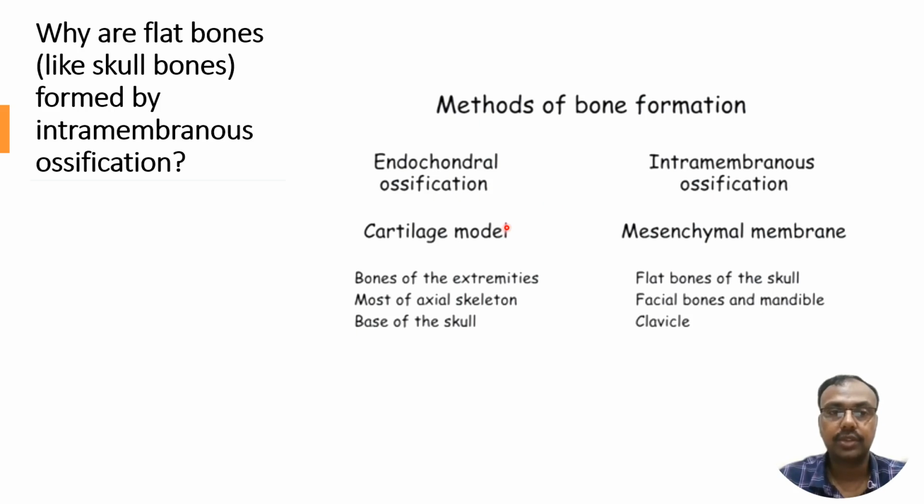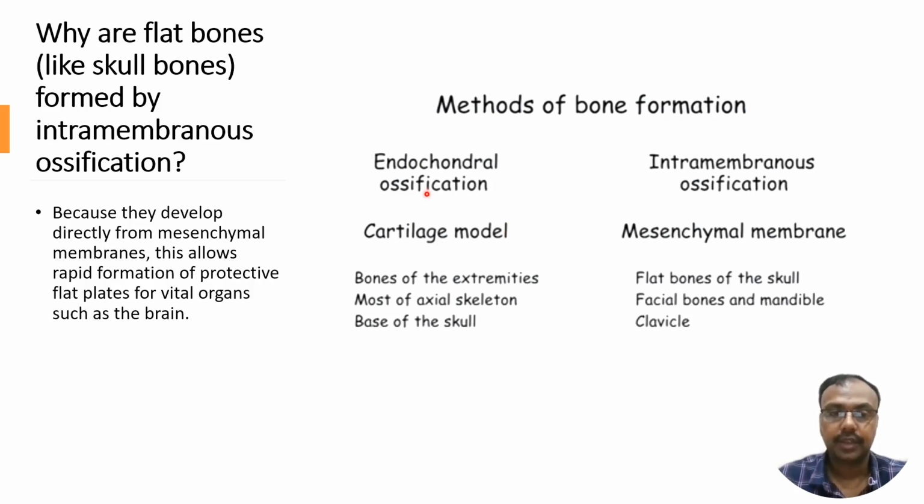Why are flat bones like skull bones formed by intramembranous ossification? Because they develop directly from mesenchymal membranes. This allows rapid formation of protective flat plates for vital organs such as the brain. That means the brain requires a covering as early as possible as the development goes on. That is possible through membranous ossification, whereas the cartilaginous mode of ossification takes time.